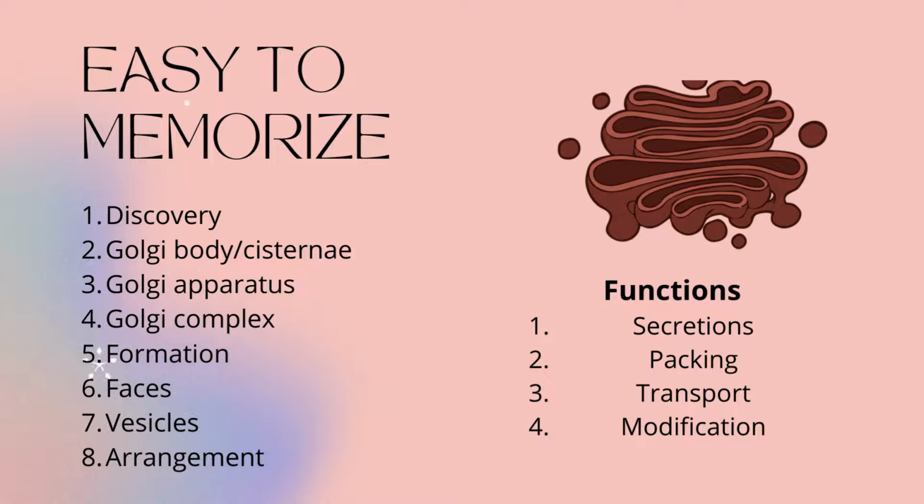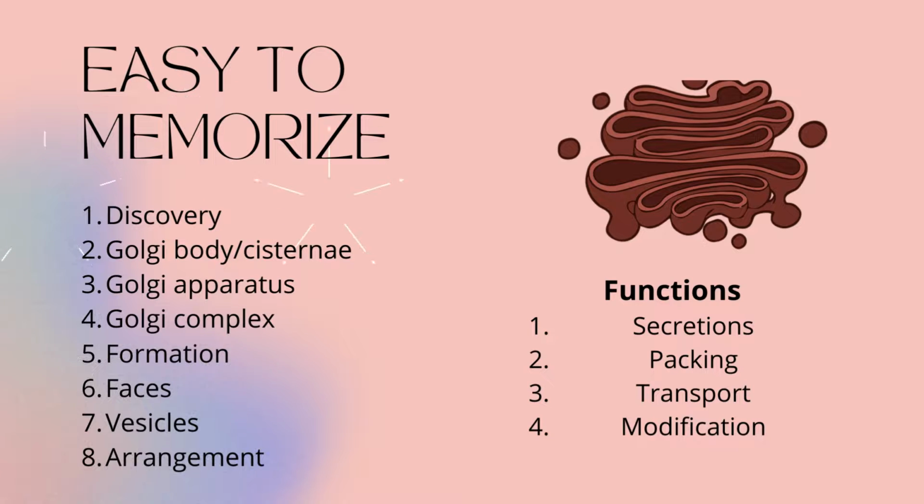Reason for naming: it is called Golgi apparatus after its discoverer, Camillo Golgi. Then Golgi body, Golgi apparatus and Golgi complex are the same thing. Formation: it is formed from smooth endoplasmic reticulum, then budded off, and these cisternae stack themselves to form the Golgi apparatus or Golgi complex. It has two phases, forming phase and maturing phase.